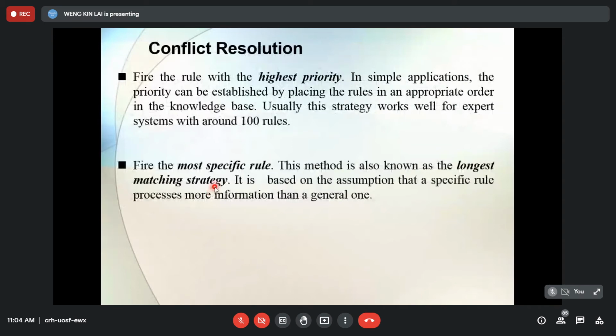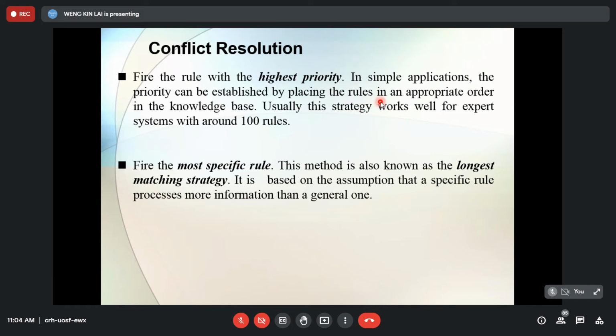Okay. Now this one works very well, as I said here, for simple applications, that is, when you have 100 or fewer rules. This works very well because it's quite easy to have a priority list.